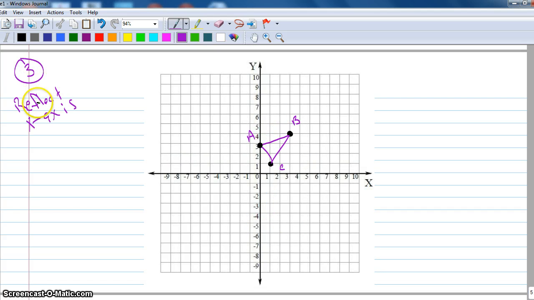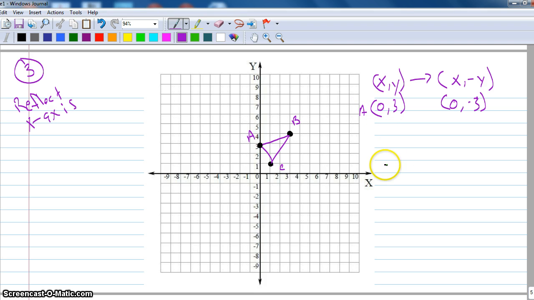Now on the third one, reflect across the x-axis, and here's my original triangle. Now the rule is x, y changes to x, -y. So if you want, you can write all the points here, like A is 0, 3, and change it. You're going to keep the x as 0, and whatever y is, you change the sign to a negative, so it's a -3. And you can do it for all of them, and you can plot the points.